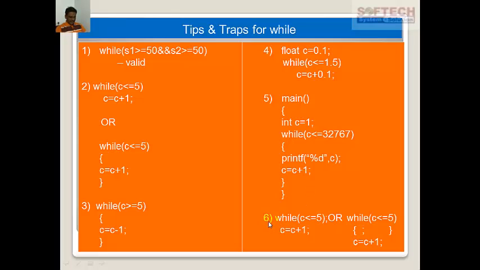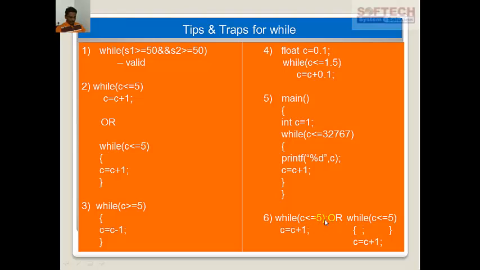The sixth tip: while C is less than or equal to 5, C equals C plus 1. Here we put a semicolon. If we put a semicolon, this while statement ends with this semicolon. In a while statement, if we put a semicolon, the statement in the while statement ends with this semicolon.